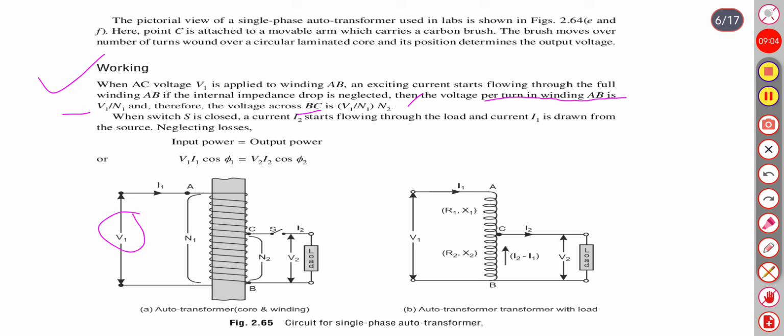When switch S is closed, I2 starts flowing through the load and current I1 is drawn from the source. Neglecting losses, input power equals output power. So V1 I1 cos phi 1 will be equal to V2 I2 cos phi 2. Here current I1 is flowing through the primary winding and I2 is flowing through the secondary winding. So in this portion the current flowing in the winding will be I2 minus I1.